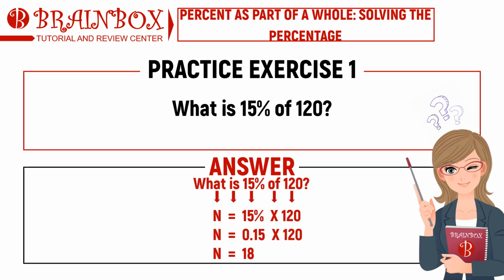Time is up. The correct answer is 18. The mathematical equation for this is n equals 15% by 120. Converting 15% to 0.15 and multiplying it to 120, we obtain the value of n, which is 18. With this, we say that 18 is 15% of 120.